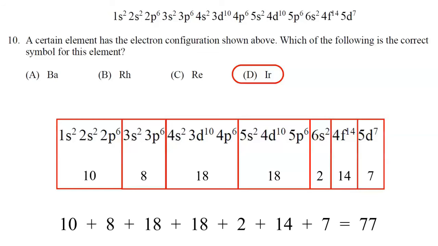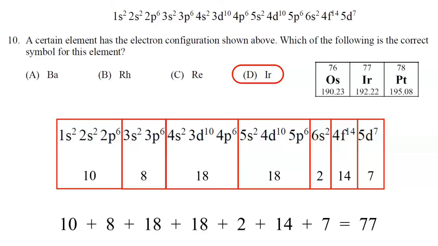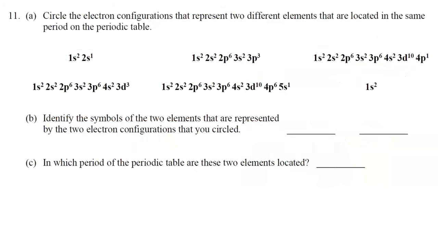And since 77 is the atomic number of the element, now we know that the symbol of the element that is represented by this electron configuration is Ir. So the correct answer for question 10 is choice D. Now let's take a look at question 11. In part A, it says to circle the electron configurations that represent two different elements that are located in the same period on the periodic table.